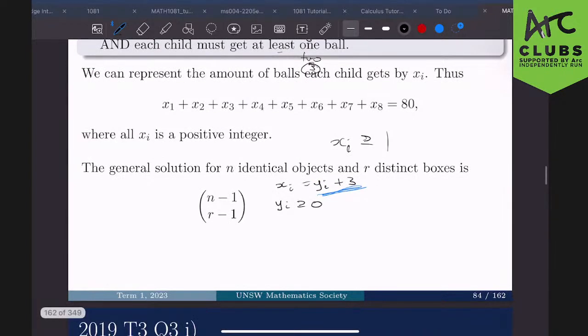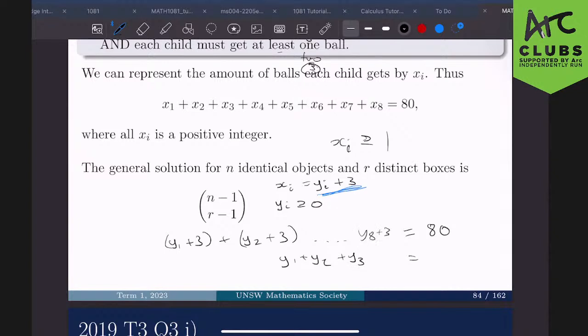And then what you do is you sub this in, so x1 will be y1 plus 3, and you just repeat this throughout, so each one gets at least 3. Once you've simplified that, you get the same thing again, but it's y's instead of x's, and you'll have 8 of these. You've subbed it in 8 times, so it'll be 24, so it'll be 56.